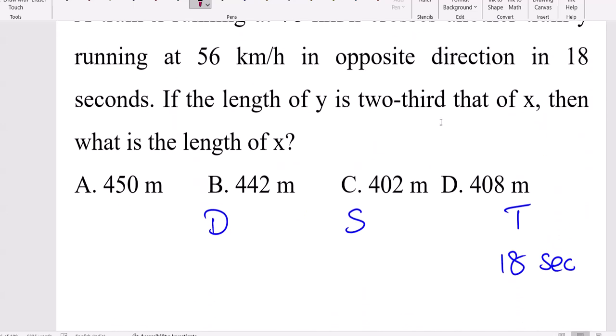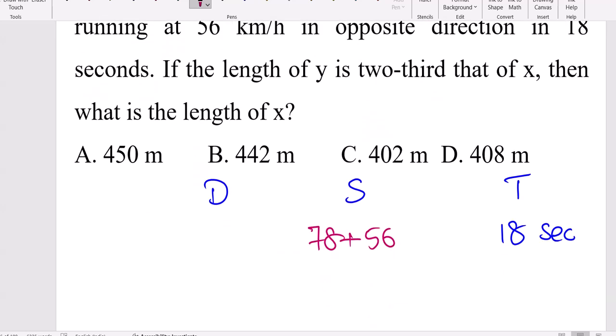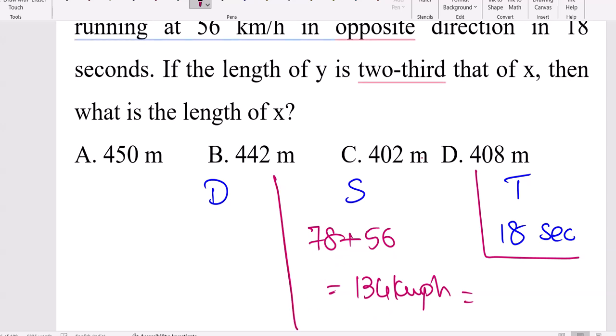Now fine, so speed should be added. That clarity you got, okay. 78 plus 56, which is nothing but 134 kilometer per hour. But as per the demand, timing is in seconds, so distance should be in meters. We need to convert kilometer per hour to meter per second. So what you have to do, multiply with 18 by 5 or 5 by 18.